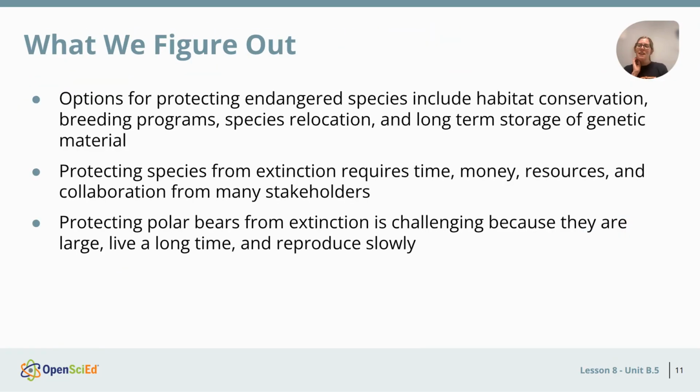We figure out in this lesson that options for protecting endangered species include habitat conservation, breeding programs, species relocation, and long-term storage of genetic material. That protecting species from extinction requires time, money, resources, and a lot of stakeholders have to collaborate together. And finally, that protecting polar bears from extinction is challenging because they are large, they have a long lifespan, and they reproduce slowly.